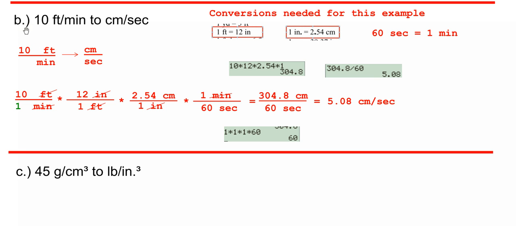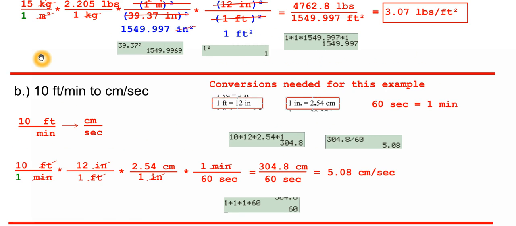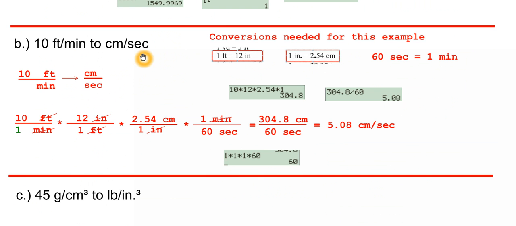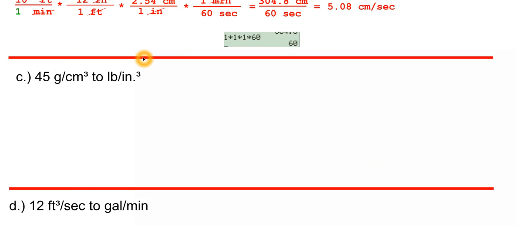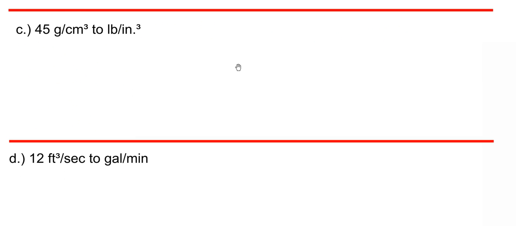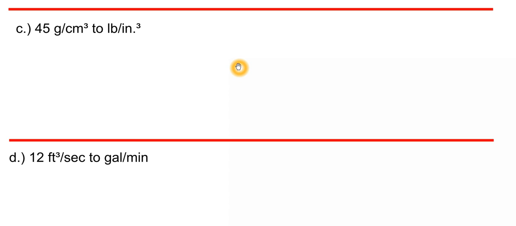So, we've already converted 10 feet per minute to centimeters per second previously. We've also done a previous example of converting 15 kilograms per meter square to pounds per foot square. Highly recommend you go back and visit those videos if you have questions on those. But now we're going to proceed on to C, which is 45 grams per centimeter cube to pounds per inch cube.